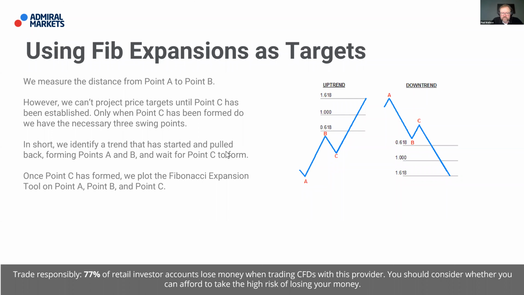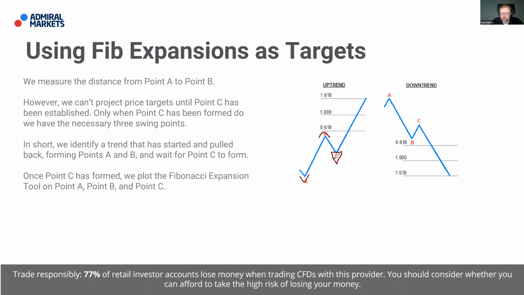So we measure the distance from point A to point B. However, we can't project price targets until point C has been established. It's only when point C has been formed that we have the necessary swing points. So, point A, point B, point C. We have to wait for point C to be established. In short, we identify a trend that has started and pulled back, forming points A and B, and we wait for point C to form.